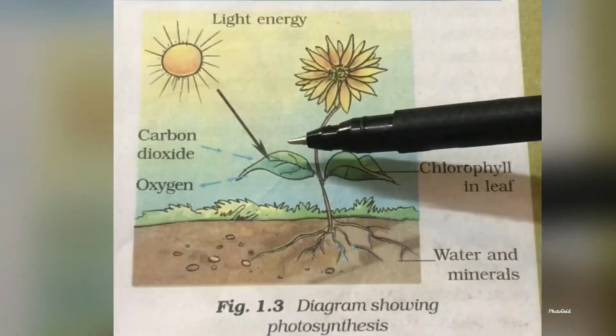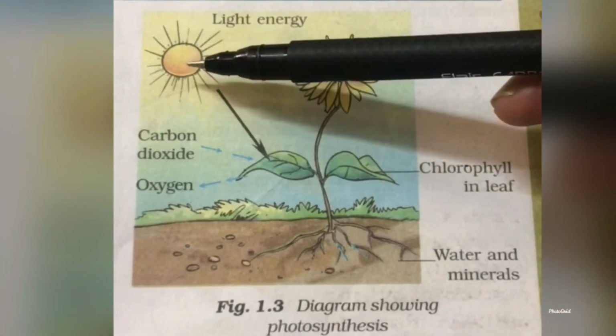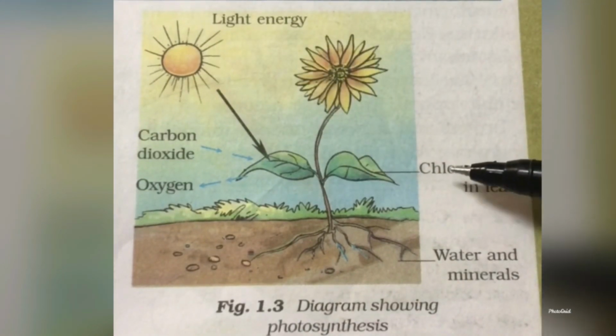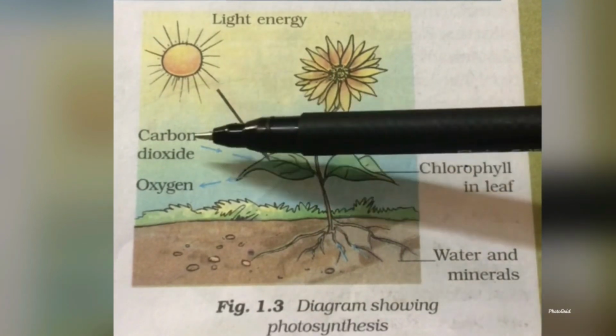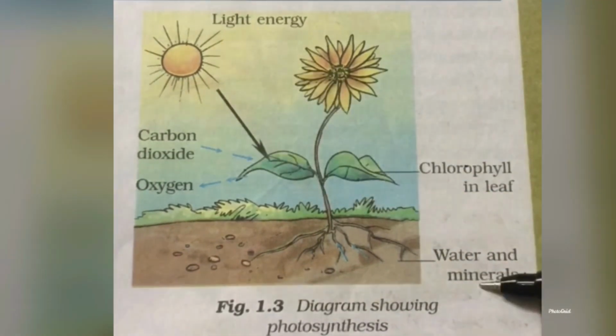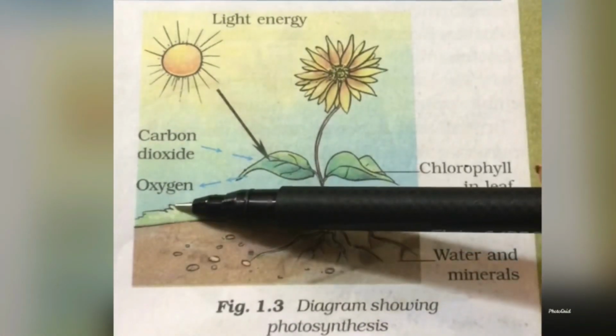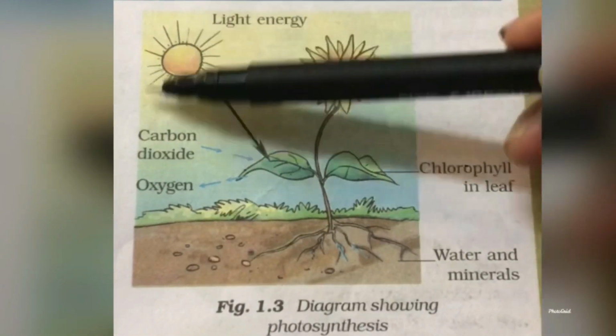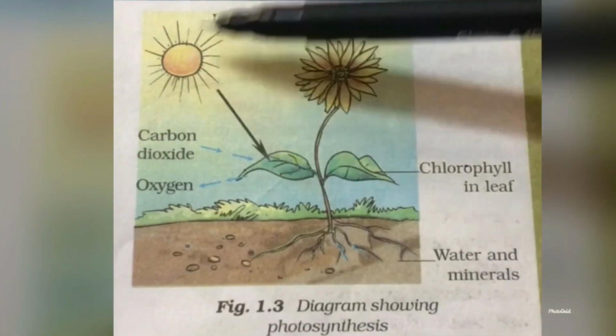Now in this diagram, we see that the sunlight or the light energy gets trapped by the chlorophyll in the leaf. And after this, the process of photosynthesis takes place with the help of carbon dioxide, water and minerals. What is produced is oxygen and carbohydrates in the form of glucose. So this is the entire process of photosynthesis that is clearly seen in this diagram.